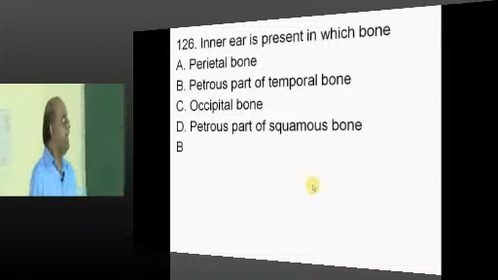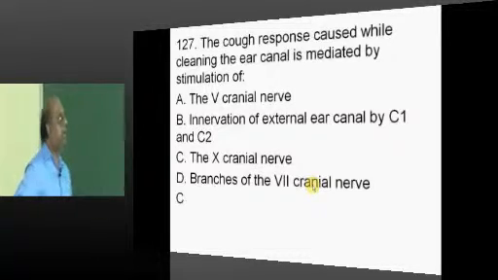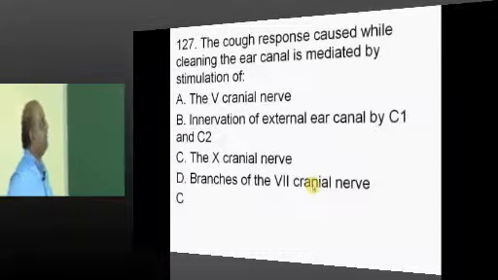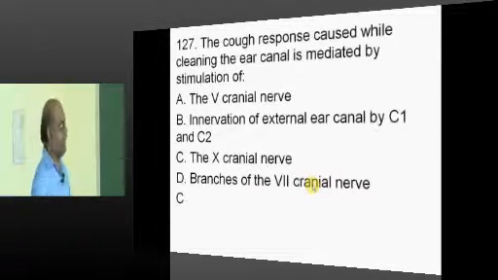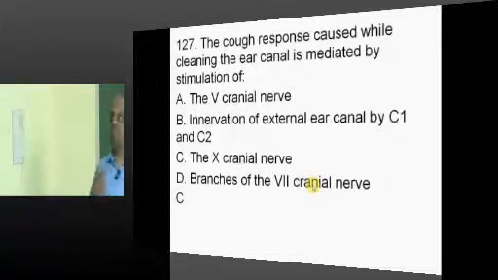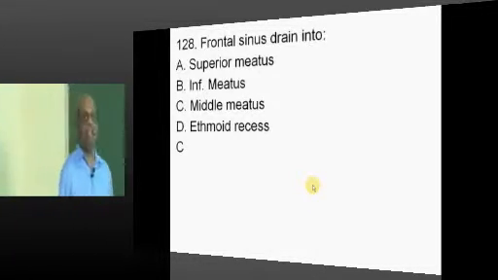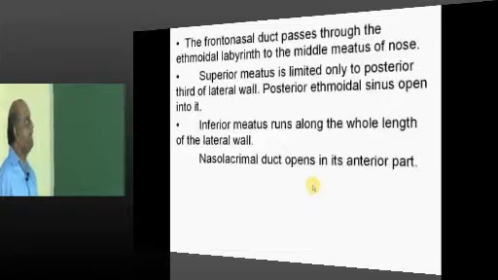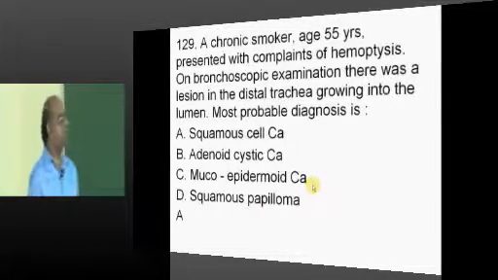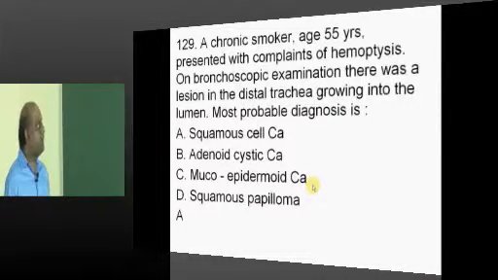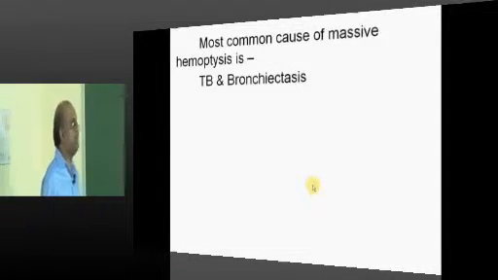Inner ear is typically present in the petrous part of the temporal bone. Then it is the 10th cranial nerve, vagus, which supplies all that parasympathetic innervation which will initiate the cough response whenever your ear is getting cleaned. Now, frontal sinus basically drains into the middle meatus. A smoker, hemoptysis, bronchoscopy shows a growth in the distal trachea. You will only think of squamous cell carcinoma, which is very common there.